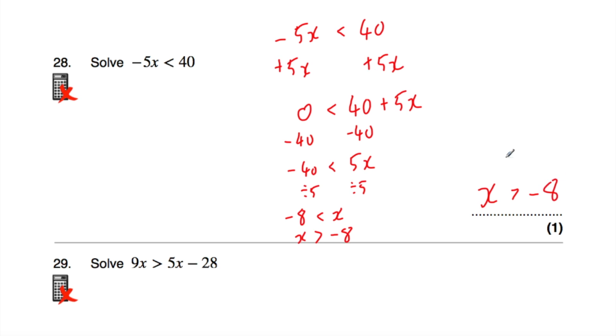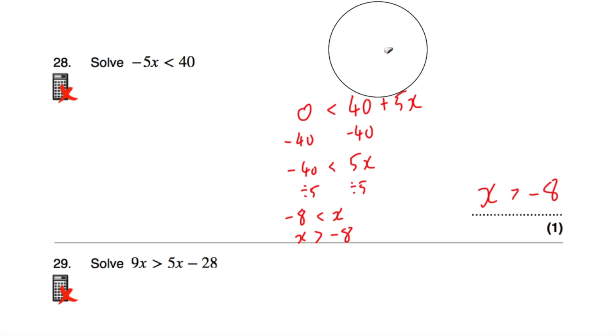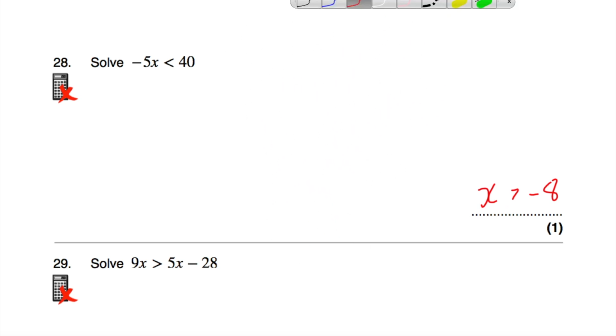Now we know what the answer is. Let's have a look and see why, whenever you multiply or divide an inequality by a negative, the inequality sign changes around as well. So here we've got minus 5 times x is less than 40. We don't want this times by minus 5, so let's try dividing both sides by minus 5. Minus 5x divided by minus 5 would just be x, because you're dividing by minus 5 to get rid of the times by minus 5. Or another way to think of it is, a negative divided by a negative is a positive, and 5x divided by 5 is x.